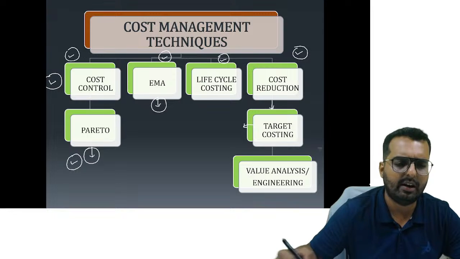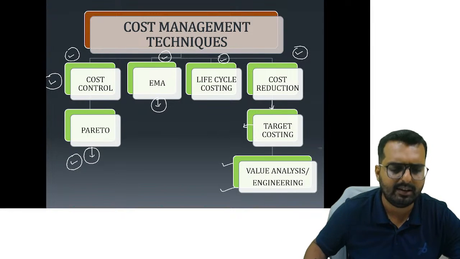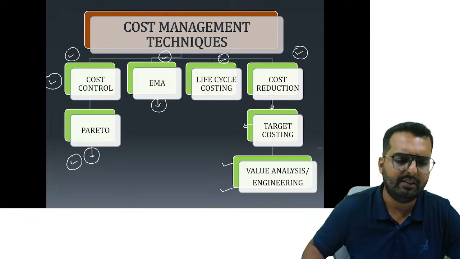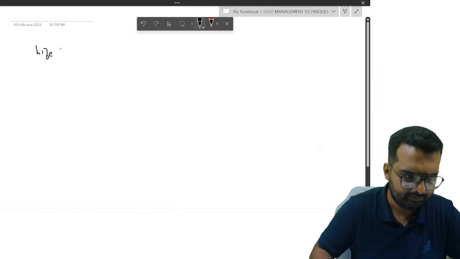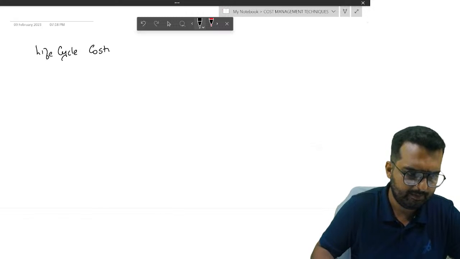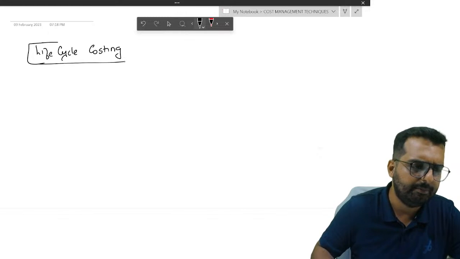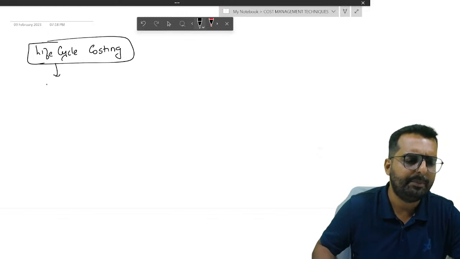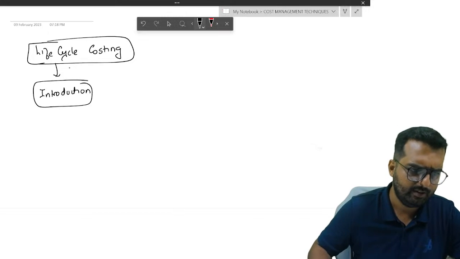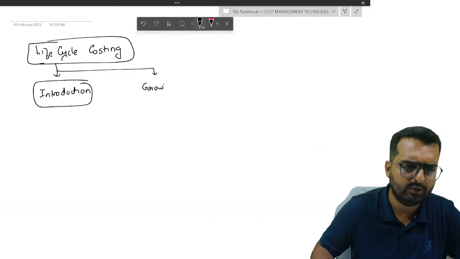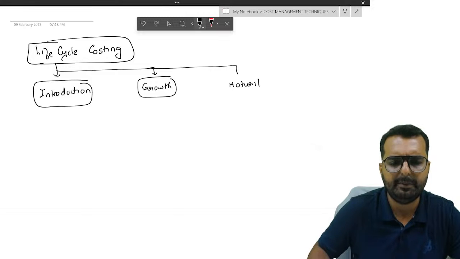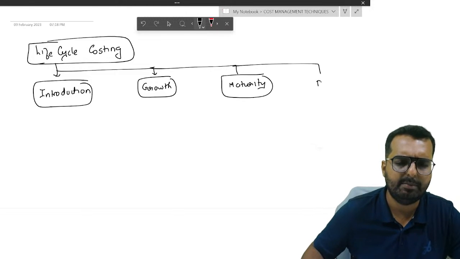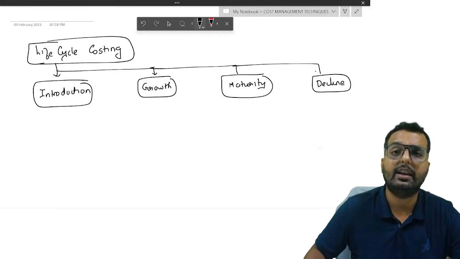Okay, so we are done with target costing, we are done with value analysis, and we are done with value engineering. Now let us learn about life cycle costing. Friends, every company goes through 4 steps. The first step is what we call introduction. Second step is what we call growth. Third step is what we call maturity. And the last step is what we call decline.